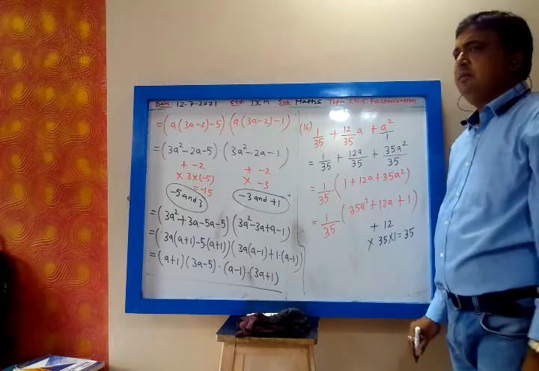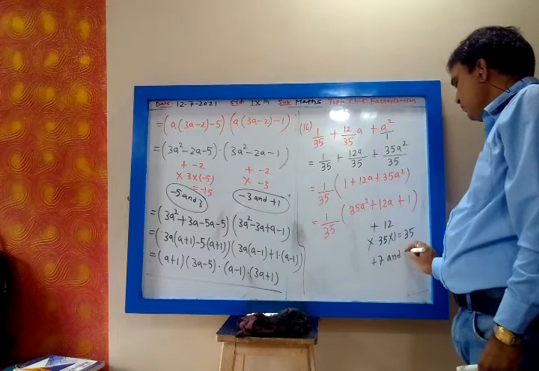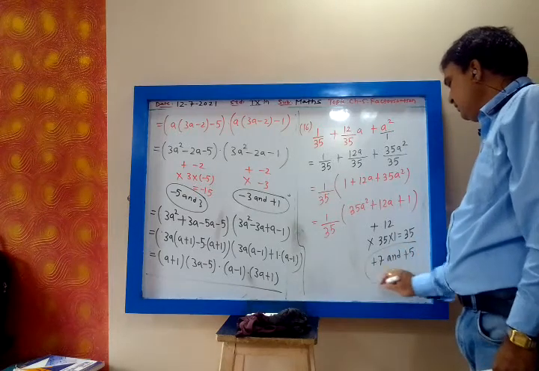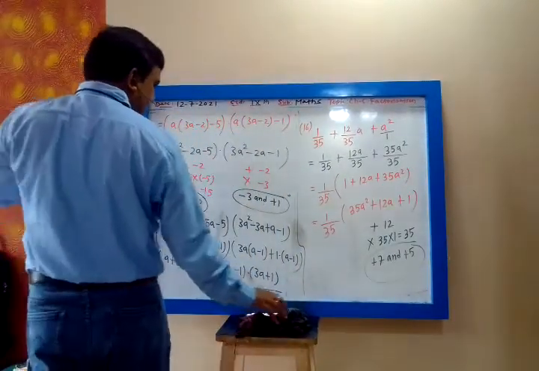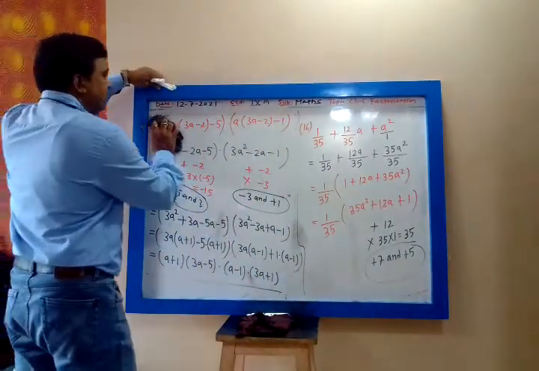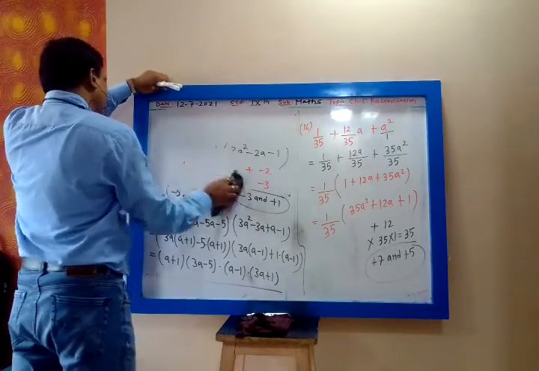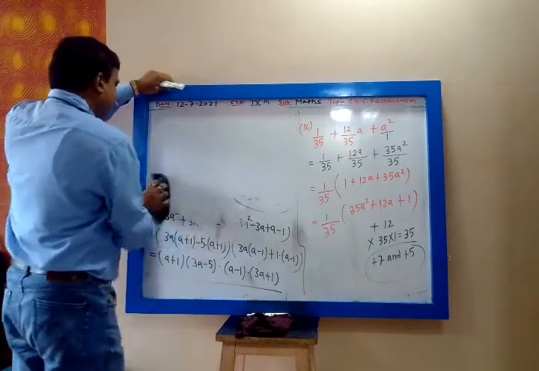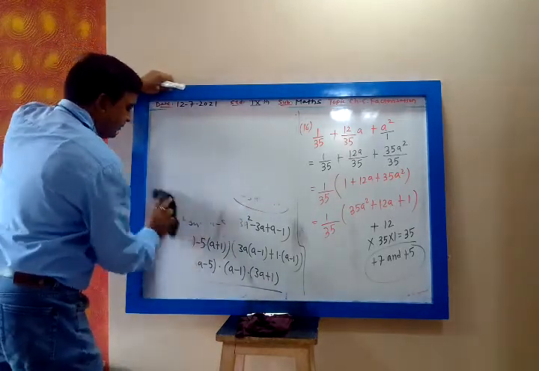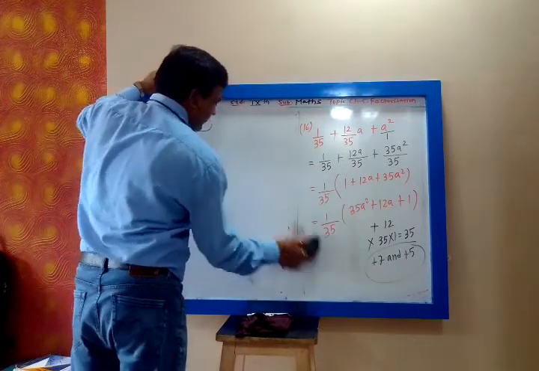What are the two numbers? Plus 7 and plus 5, no? When you add, you will get plus 12. When you multiply, you will get plus 35. So plus 5 and plus 7 are the two numbers.